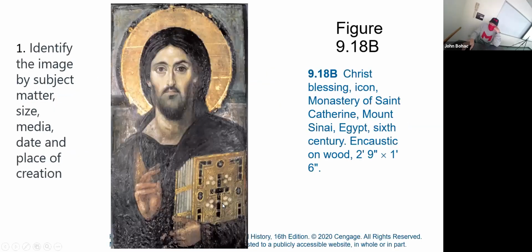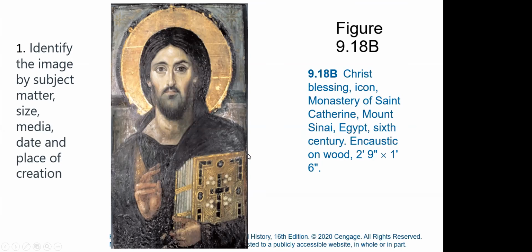So, one, this is the image, and this is Christ's blessing, how it appears in the textbook. And it's at the monastery of St. Catherine, Mount Sinai, Egypt, 6th century, encaustic on wood. Most of you, almost all of you got this. In one way or another, it was good.